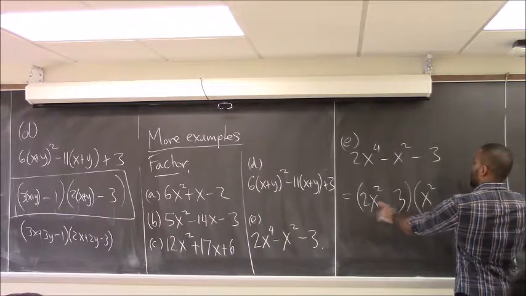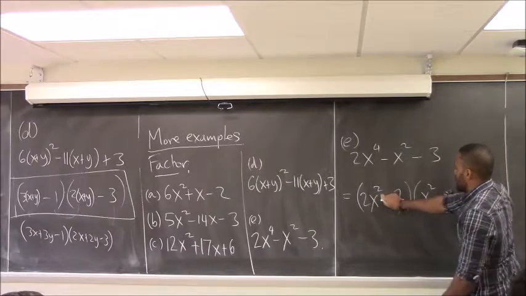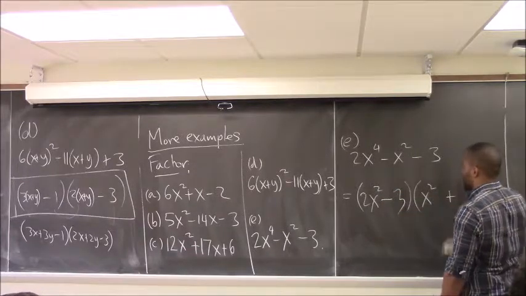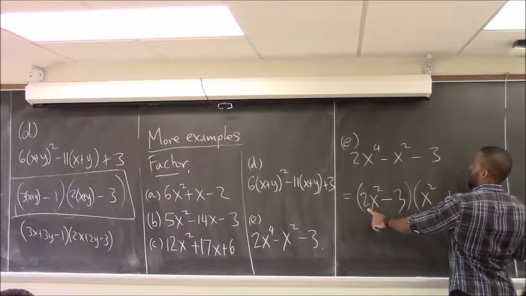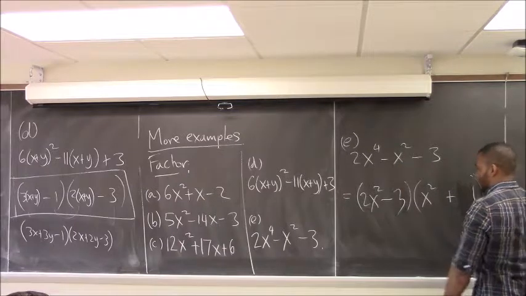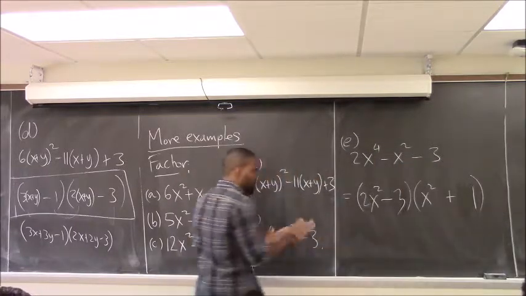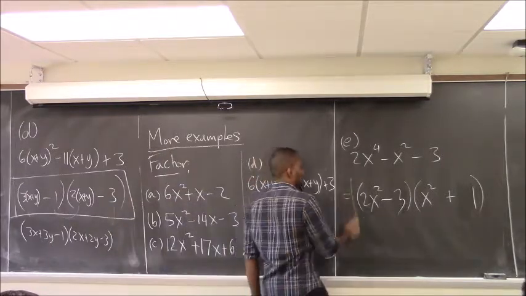This would give us 2. That would give us 3. How do the signs work? You need a minus 3 and a plus 1, because the minus 3x squared plus the 2x squared gives me the minus 1x squared. Now technically this can factor further if you want to use radicals, but let's leave it in whole number form. And that's that.